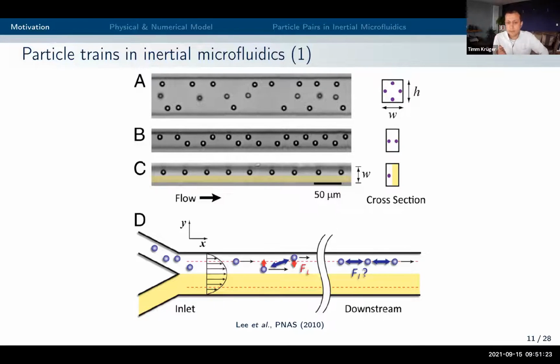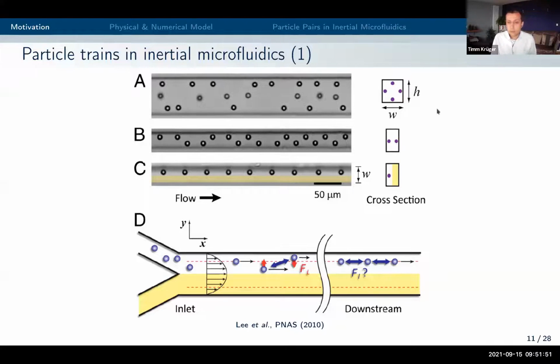If you increase Reynolds number, then, and this was observed in the 60s by Segre and Silberberg, you can see that these beads arrange on an annulus, if you have a circular cross-section, about 60% of the radius of the tube. And that depends on the Reynolds number as well. However, something even more interesting is happening in inertial microfluidics if the particle concentration is sufficiently high and not too high.